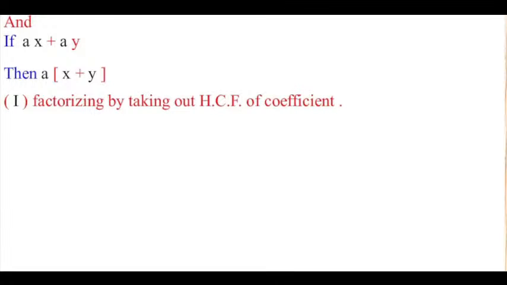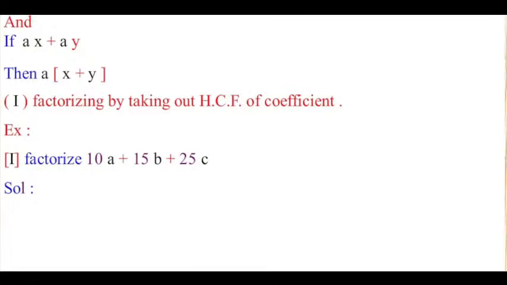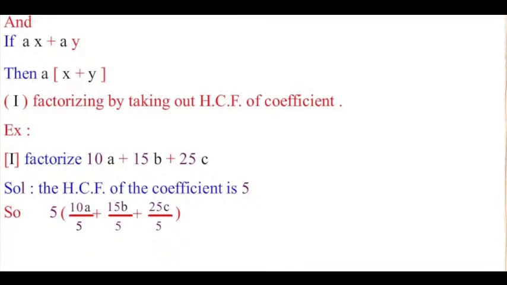Number 1. Factorizing by taking out HCF of coefficients. Example 1. Factorize 10a plus 15b plus 25c. Solution. The highest common factor, HCF, of the coefficients is 5. So 5 open bracket 10a over 5 plus 15b over 5 plus 25c over 5. Then 5 open bracket 2a plus 3b plus 5c.